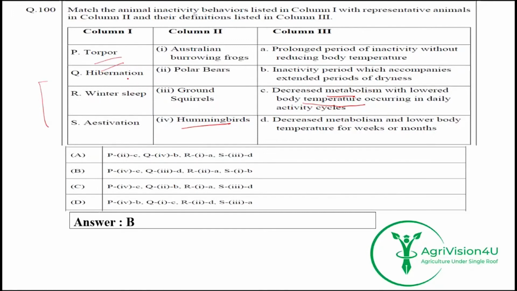Coming to hibernation. Hibernation is exhibited by the ground squirrels. And in this also, there is metabolism decrease by lowering the body temperature, but it is done for weeks or months. It is not on a regular or daily basis. Fine. So hibernation is by ground squirrels. Torpor is basically by hummingbirds. Fine. The only difference between these two is that torpor is a daily activity.